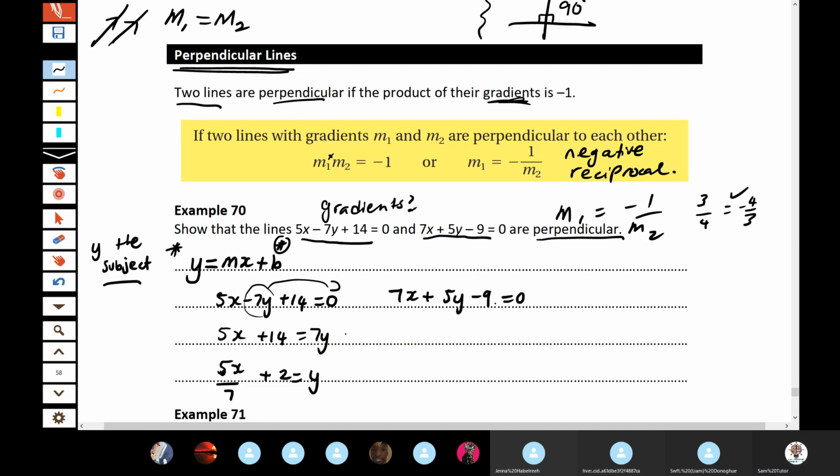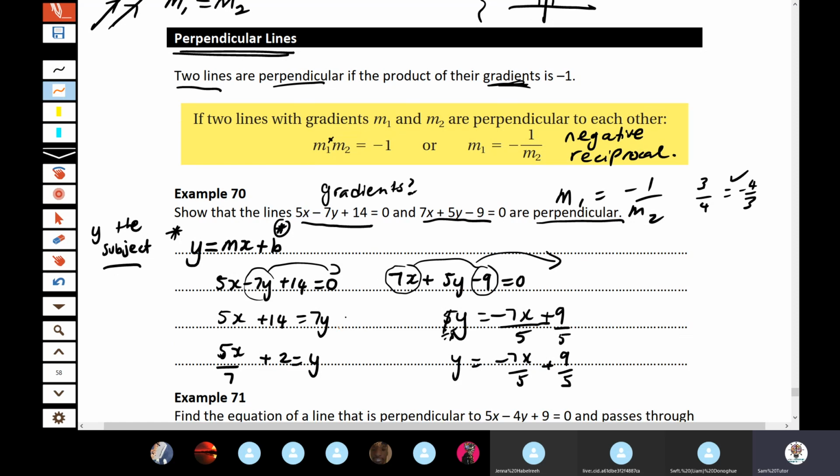This one, I'm not going to move my 5y to the right-hand side because it's already positive. I'm going to move my 7x and the minus 9 to the right-hand side. So it'll look like this. 5y, keep that there, that hasn't changed, equals minus 7x plus 9. Divide everything by 5, divide by 5. So you end up with minus 7x on 5 plus 9 on 5. We're just about to finish it off.